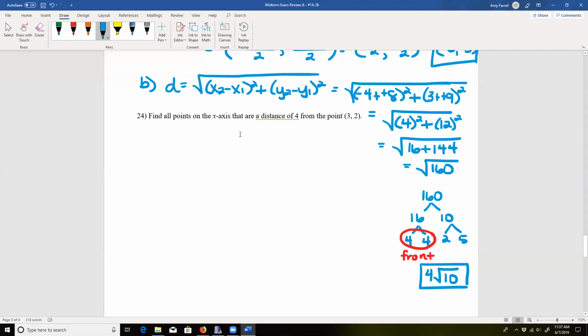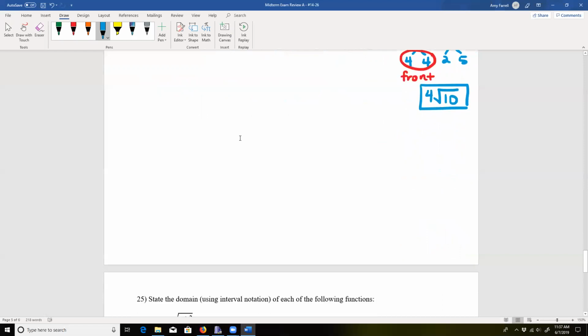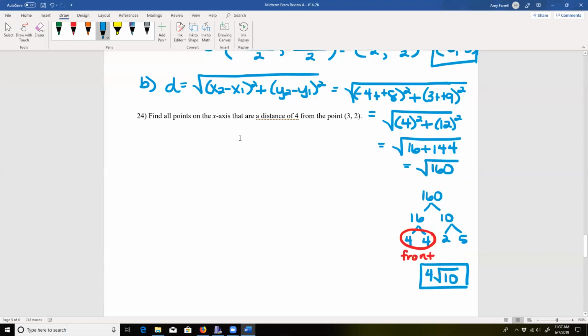All right. Number 24. Almost done here. We got 24, 25, and 26. Okay, so just a couple left. 24 also requires that we use the distance formula. So let me go ahead and write that down again. I know it's right above, but we'll go ahead and write it down one more time. So here's our distance formula. And this time they give us the distance is 4.